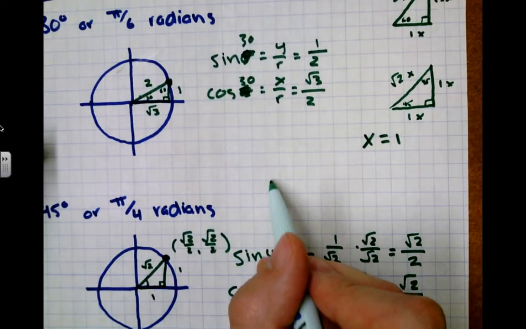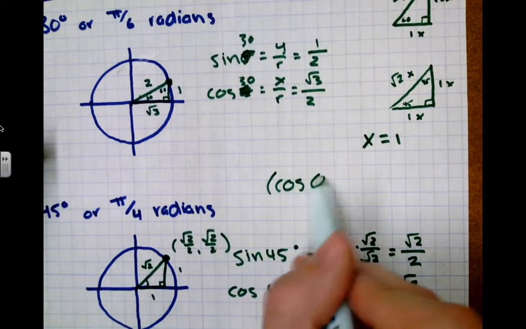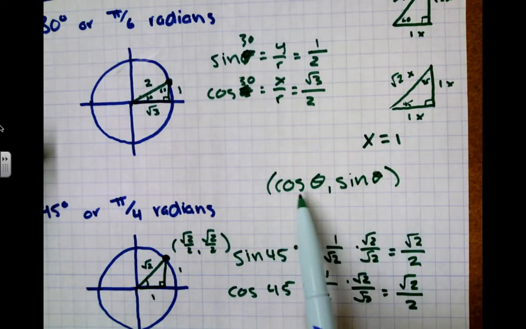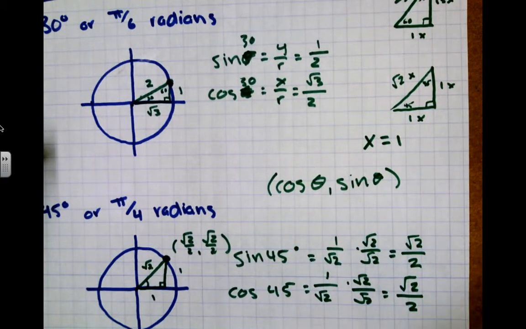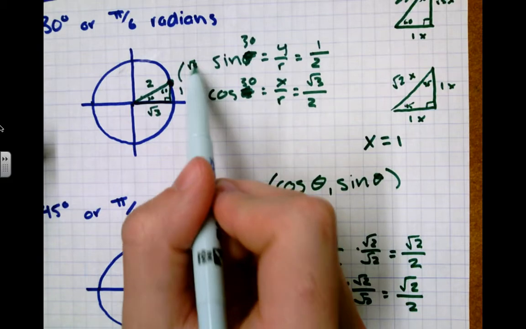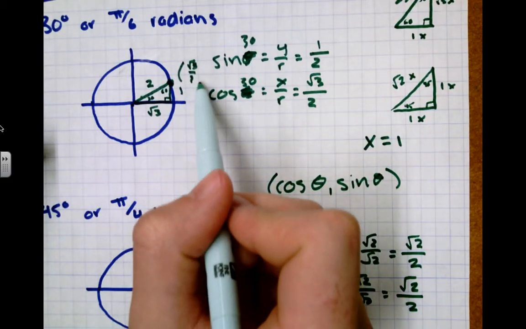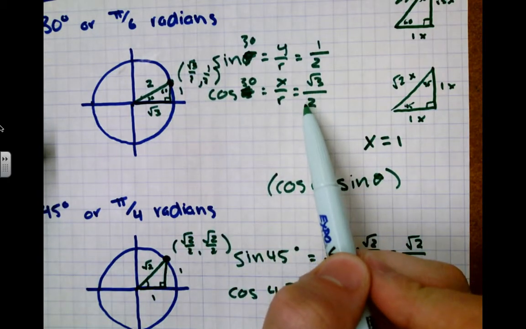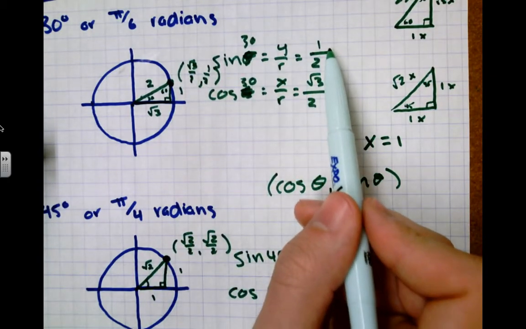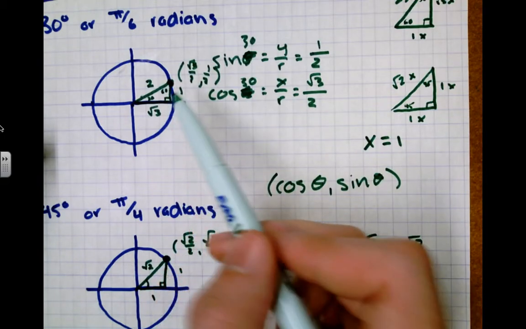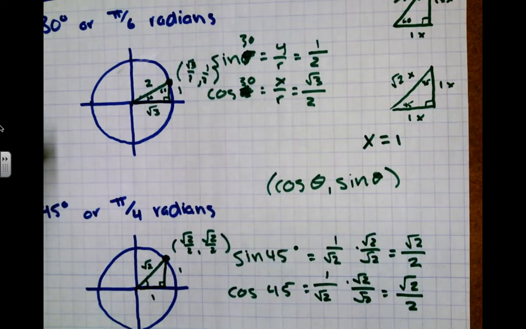What we have to remember is all of our points are cosine theta, sine of theta. Sine relates to y, cosine relates to x. So when I go through and do this, my cosine value was root 3 over 2. So this point would be root 3 over 2, comma, 1/2. My y value, or my sine value, is 1/2. So that means this point right here ends up satisfying those conditions.